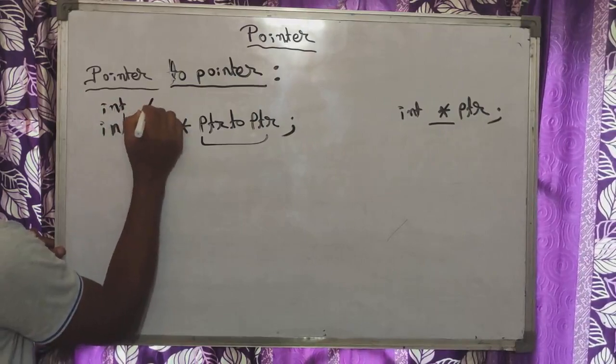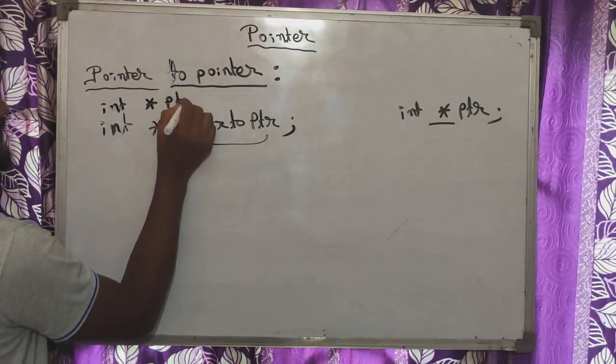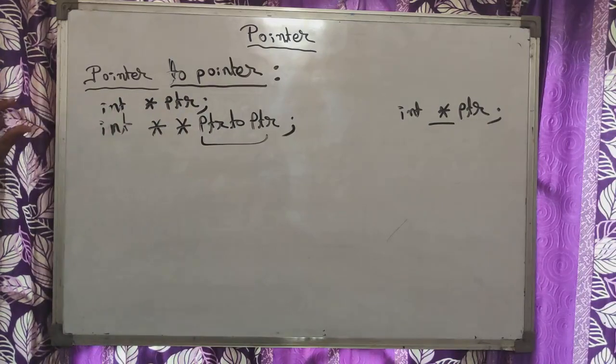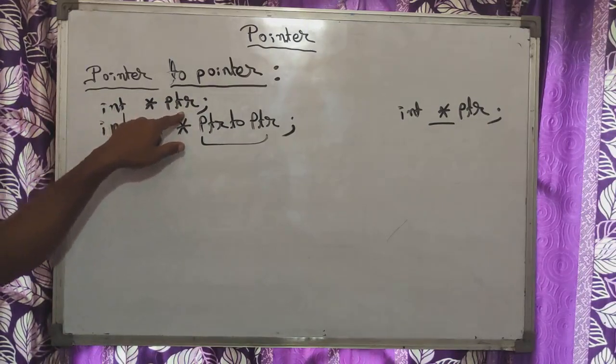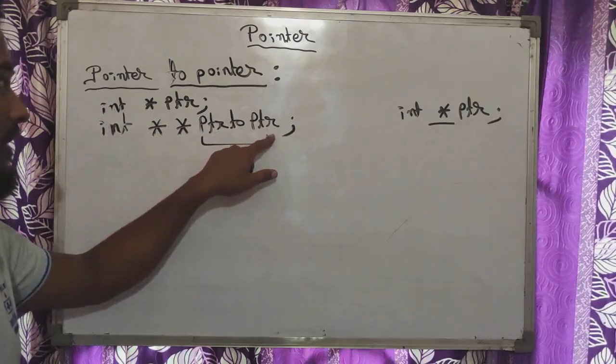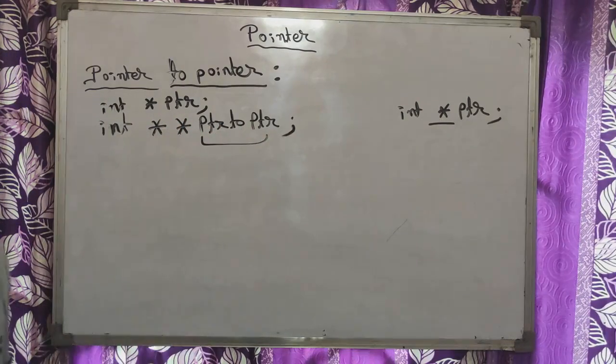So let me write this part: int *ptr. So we have declared two pointer variables. One is our normal pointer variable and another one is the pointer to pointer variable. That means this is a two-dimensional array.